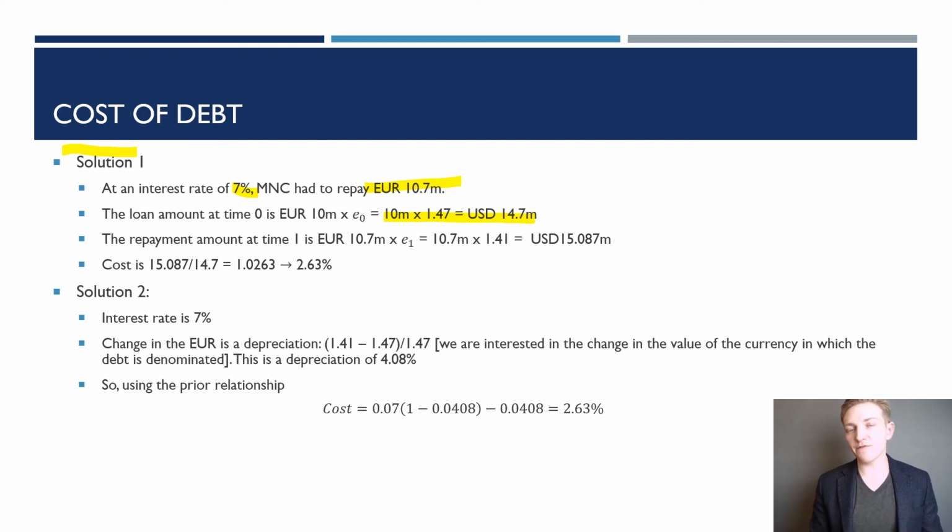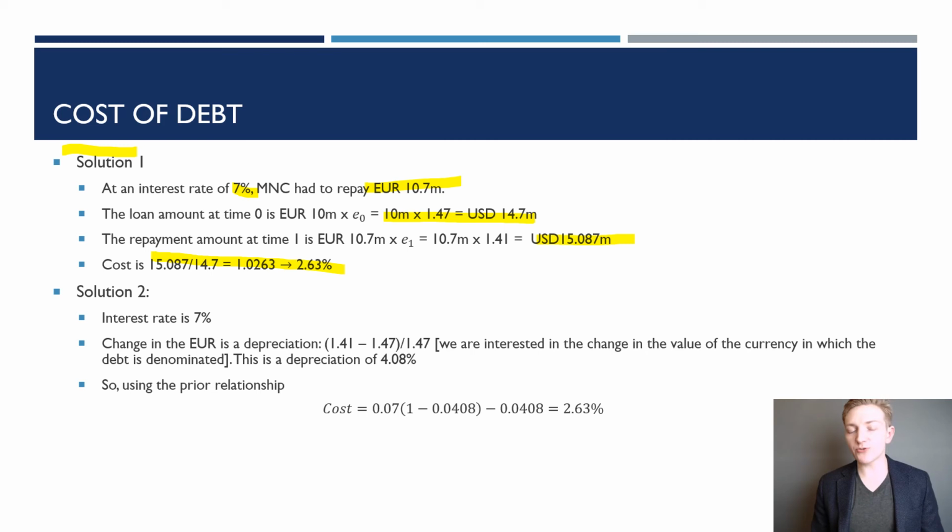Now let's look at the US dollar value of our repayment. We're repaying at the very end, and we're repaying 10.7 million euros, but the exchange rate at that time is 1.41. Therefore our repayment is $15.087 million. So what's our effective interest rate? To get it, we divide 15.087 by 14.7, which gives us an effective interest rate of 2.63%. I.e., because the euro has gone down in value, the debt is actually cheaper for us to repay. That's because of the currency depreciation of the euro. So that's our first way of looking at it.